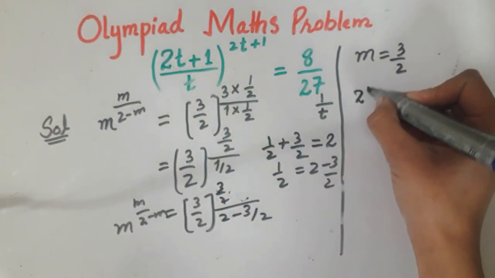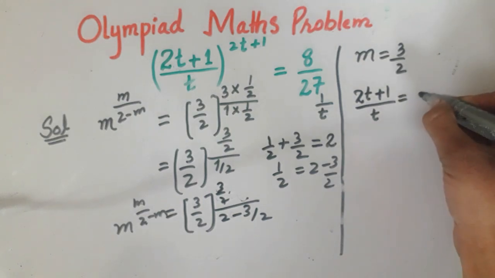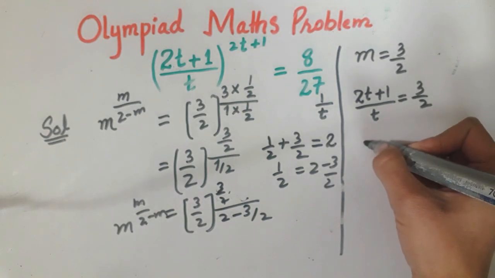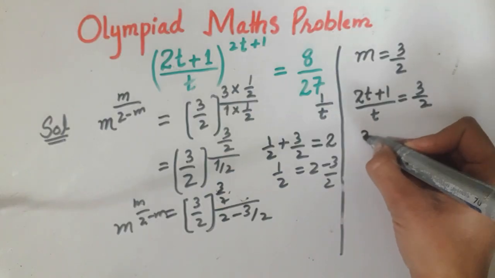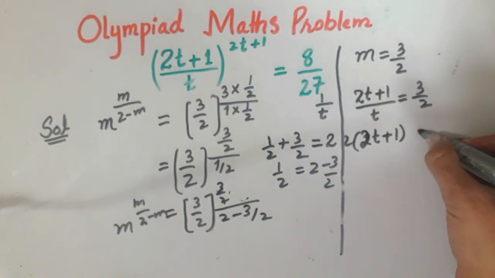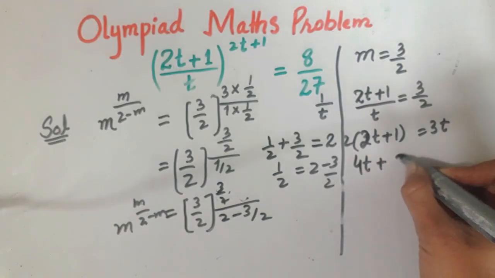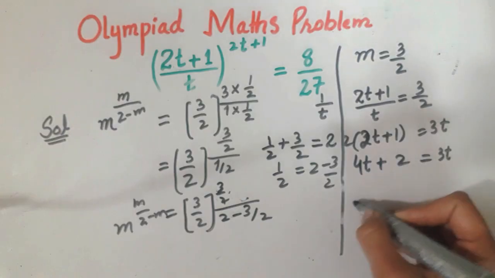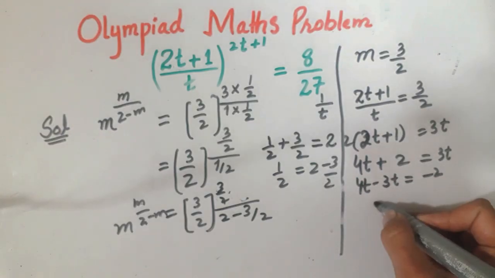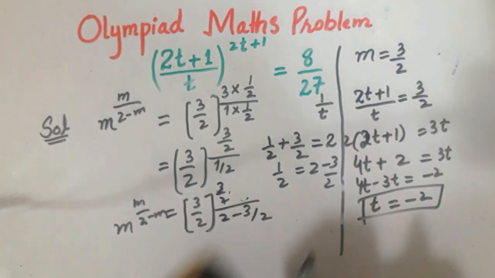Since (2t+1)/t equals m, and m equals 3/2, we get the value of t as (2t+1) multiplied by 2, and 3 multiplied by t. So 4t + 2 equals 3t. That means 4t - 3t equals -2. So t equals -2. So the value of t is -2.